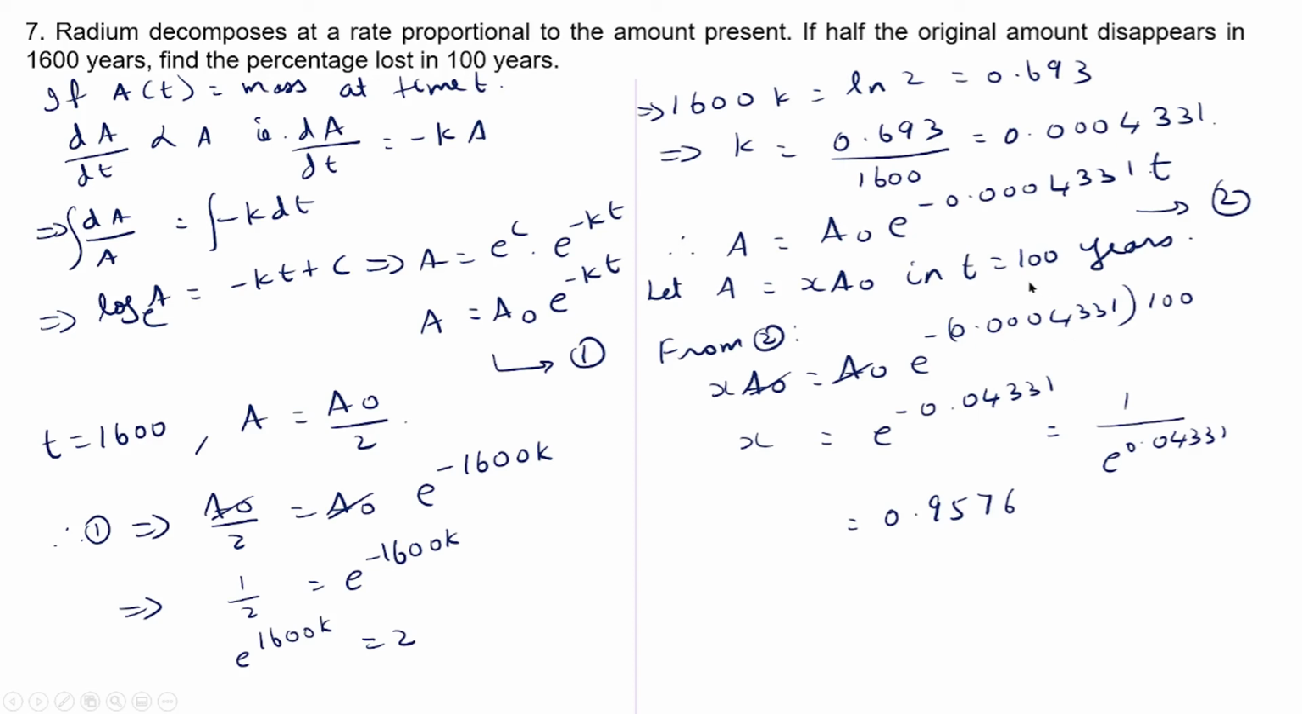So in 100 years, the amount has decreased to 0.9576. Therefore, percentage amount lost will be 1 minus 0.9576, or it is equal to 0.0424, which is 4.24%. So the percentage of amount lost in 100 years will be 4.24%.